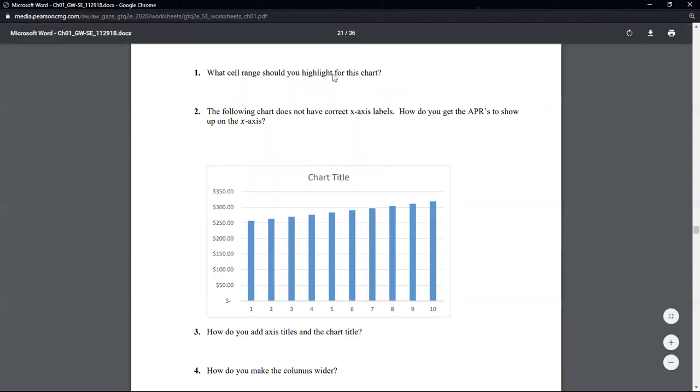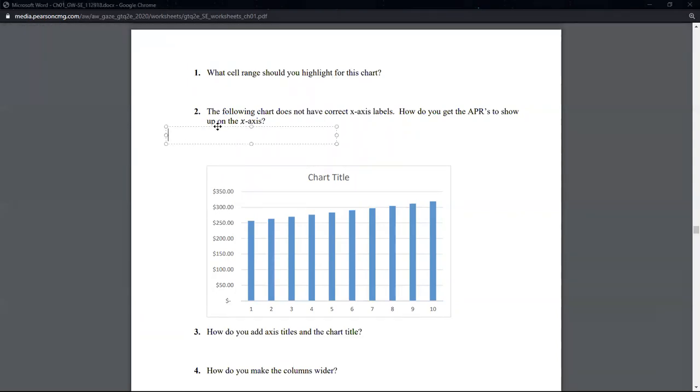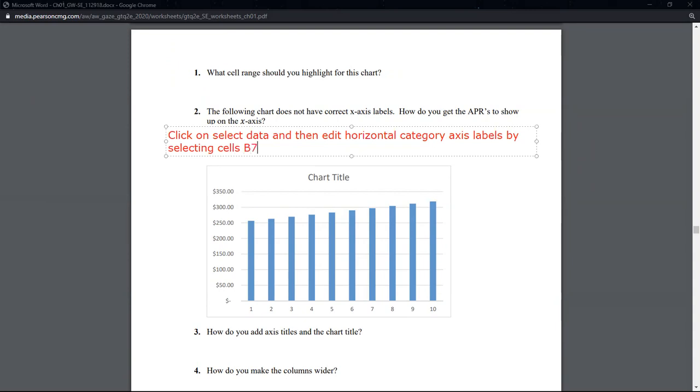So I will type this up. Click on Select Data, and then Edit Horizontal Category Axis Labels by selecting cells, spelled the correct way, B7 through B16. So B7 through B16 were the labels. So that's what you would have to do.